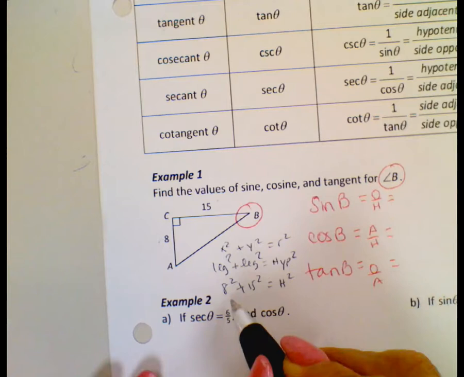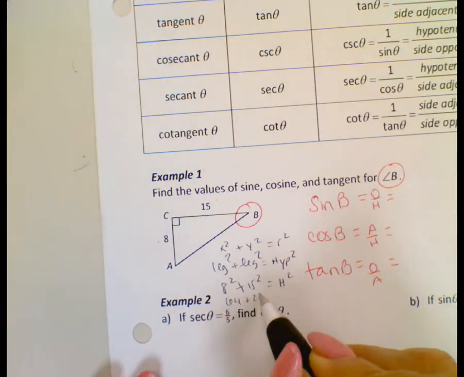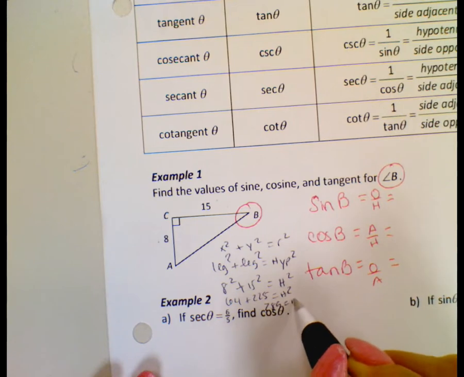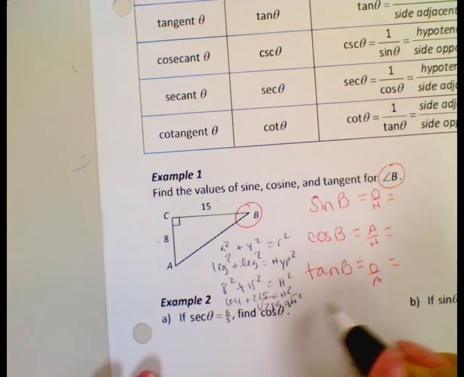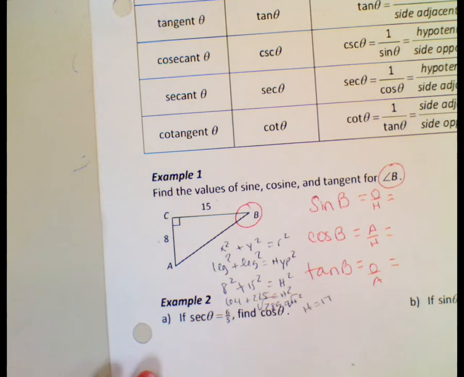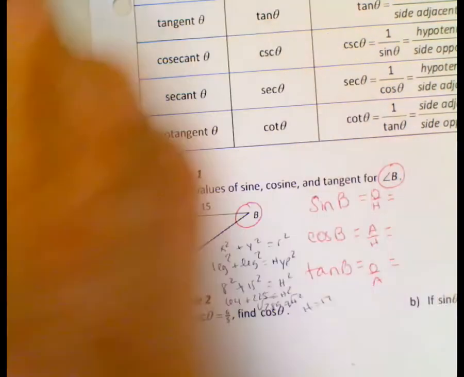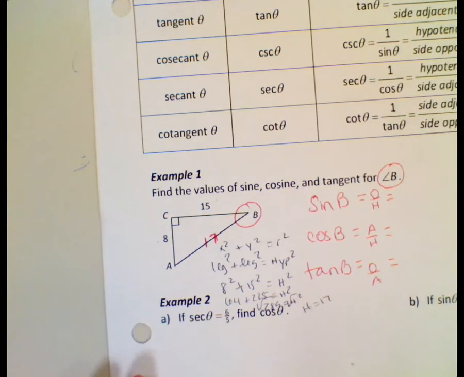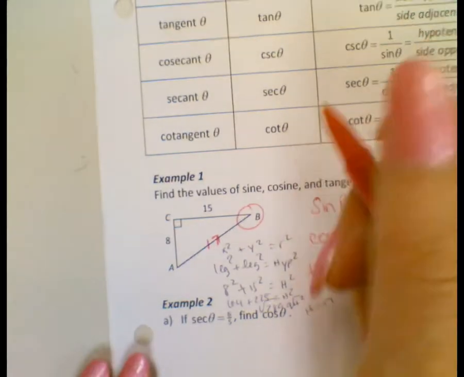Hypotenuse squared. So it's 64 and 225, which is 289. And if you take the square root of 289, you get the hypotenuse being 17. So we're going to fill in the 17 right here. This is 17. So you might want to fill in words like this.